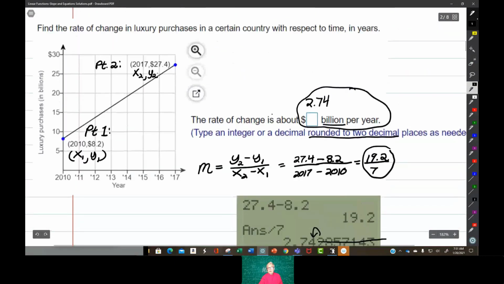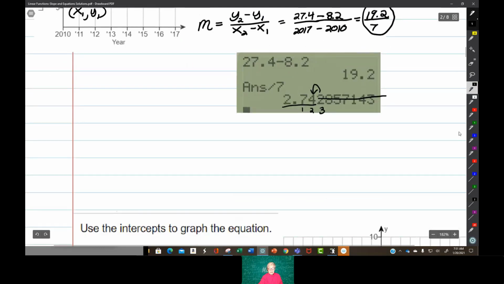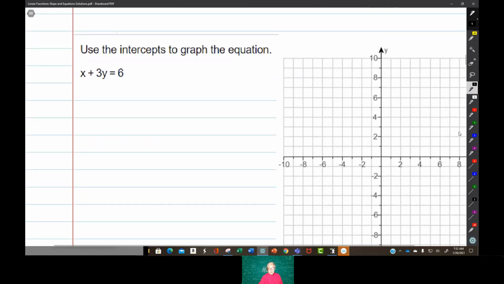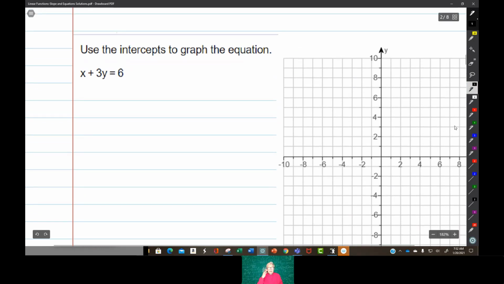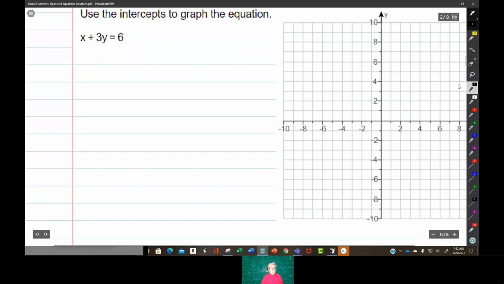Okay, this is a real life look at slope and what it really means. All right, we're going to use intercepts. Remember, intercepts. Here's how you find intercepts. You let x equal 0.